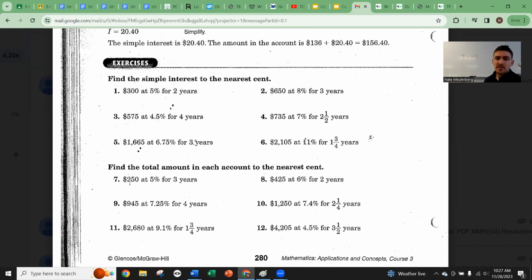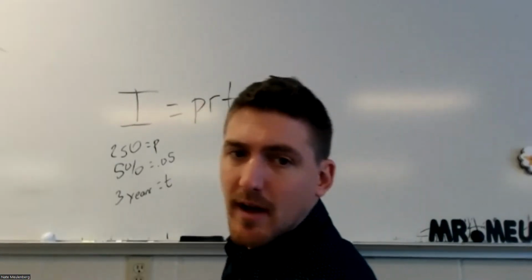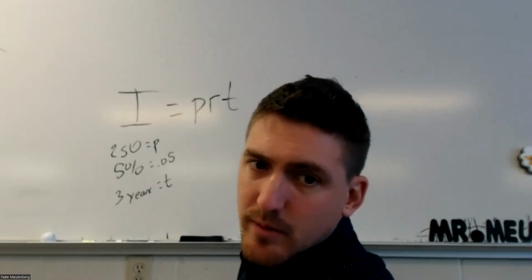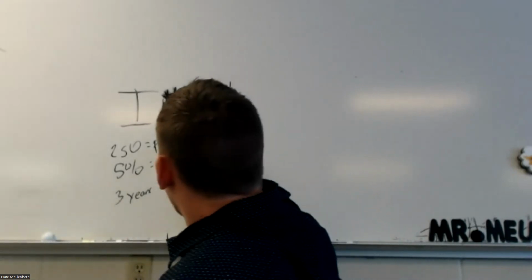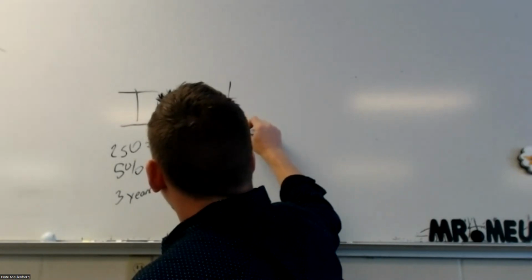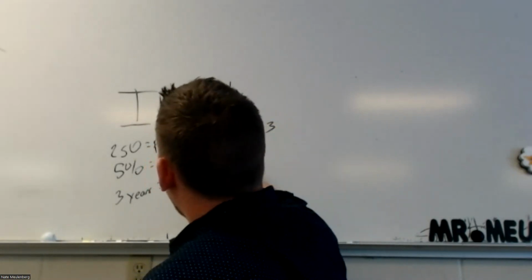So let's do number 7 together. 250 at 5%, 3 years. So 250 is P. What's R? 0.05, and 3 is T. All right, let me stop sharing this. Okay, so 250 is P, 5% is R, which is 0.05, and 3 is T. So 250 times 0.05 times 3. What'd you guys get?